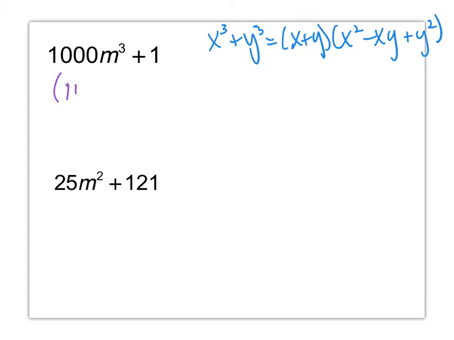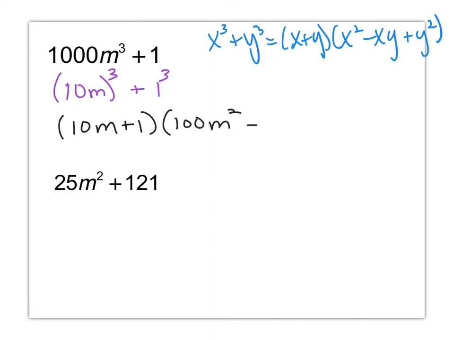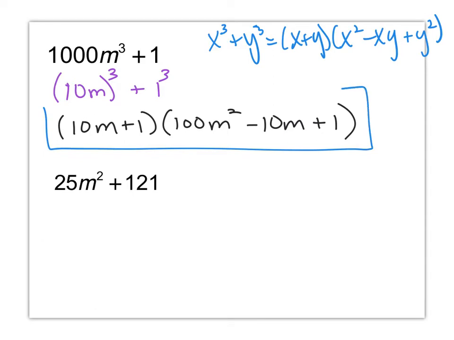1000 is the same thing as 10 to the third power. So the first term can be written as, in parentheses, 10m to the third power. And 1 can also be written as 1 to the third power. So this follows that model equation. Our factored form can then be 10m plus 1 as your first binomial factor. And if we square 10m, we get 100m squared, minus 10m times 1, or 10m, plus y squared, or plus 1. So we have our polynomial written in factored form.